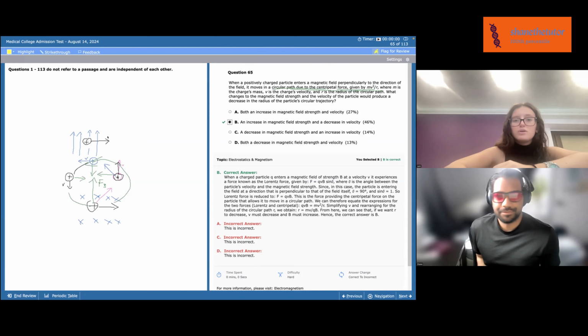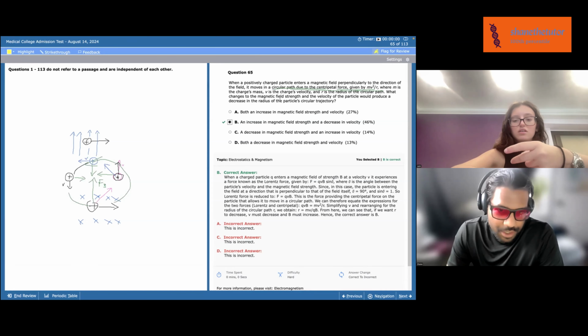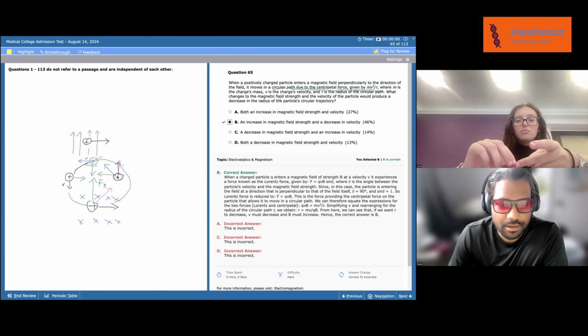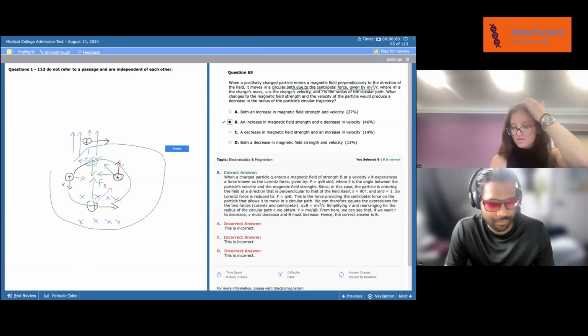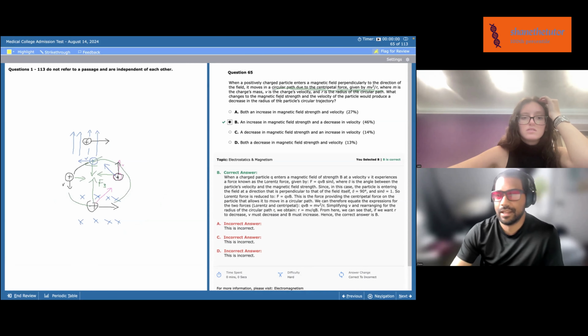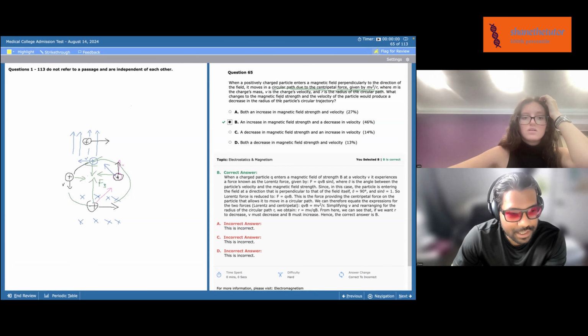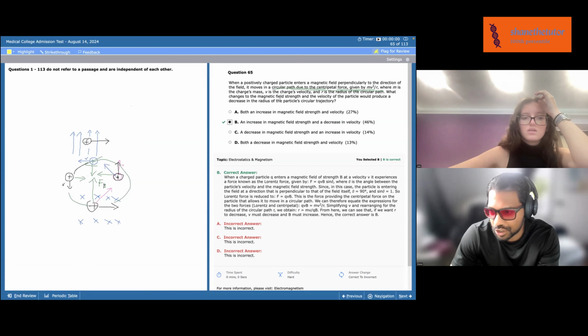Which ones would produce a decrease in the radius though? So first of all, I just want to make sure that makes sense, right? It'll move in a circle, essentially. That's the most important thing there. So now we know that this magnetic force we could set equal to centripetal force.